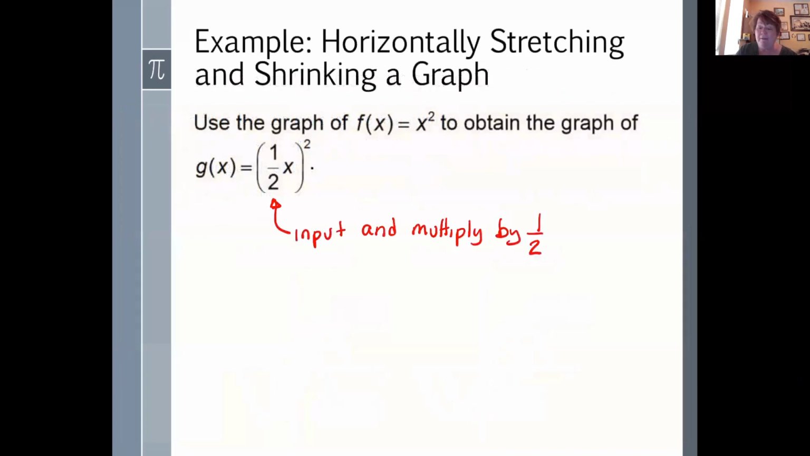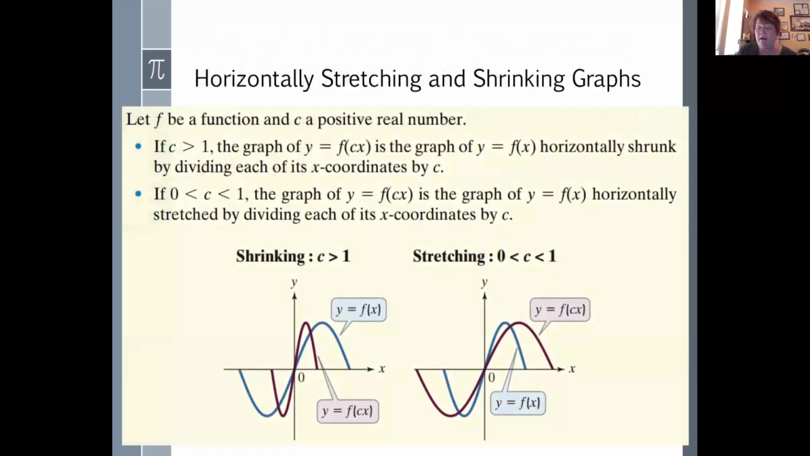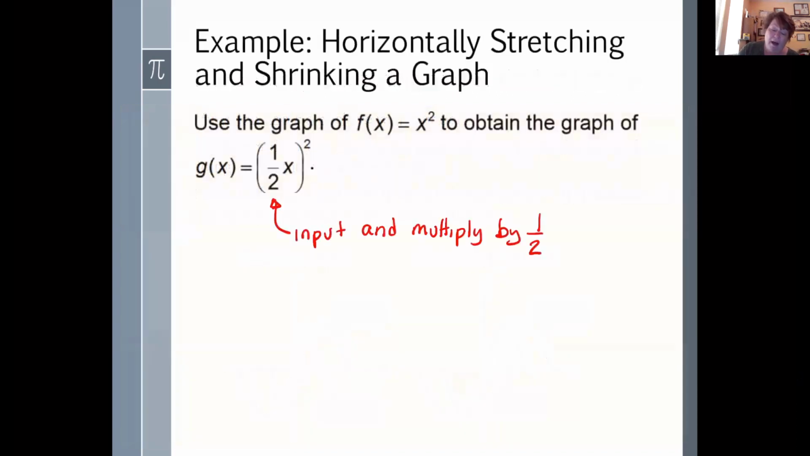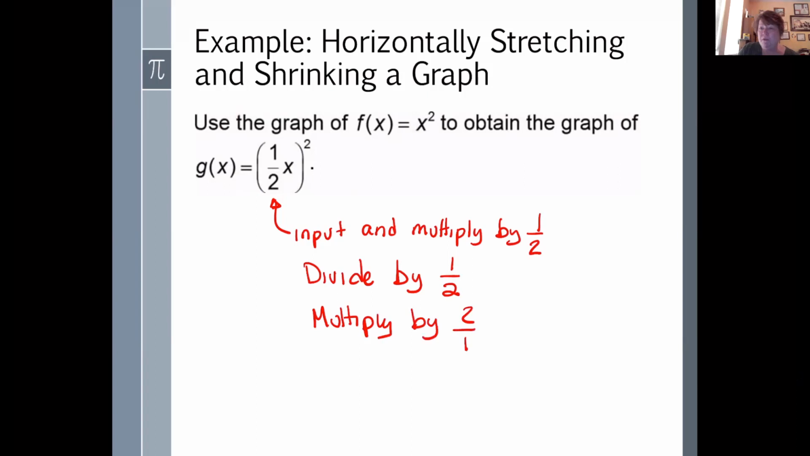Now this graphic says that you divide by c. And if I divide by 1/2, that's the same as multiplying by the reciprocal, which is 2/1. So dividing by a fraction is the same as multiplying by the reciprocal. So what you do is you take each x coordinate and multiply it by 2, so you stretch the graph out.